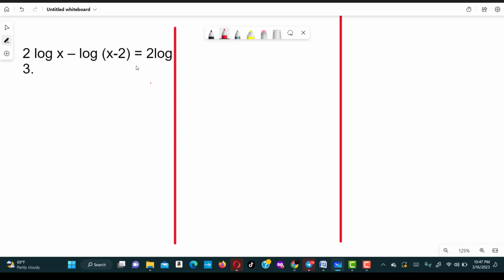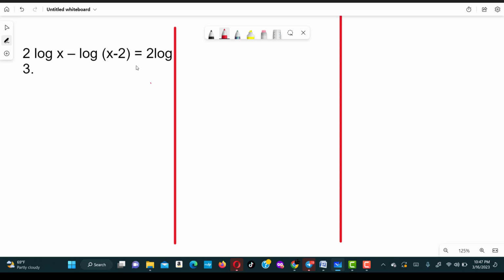In this video, we are going to solve a logarithmic equation. We want to find all the possible values of x that satisfy this equation. First, let us use some logarithmic rules to simplify the left hand side of the equation.